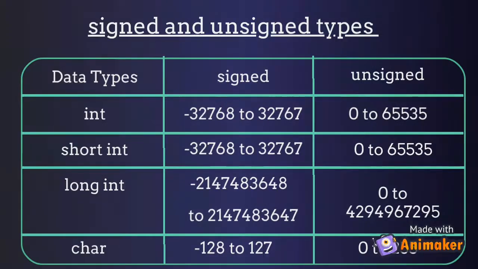Signed short int range minus 32,768 to 32,767. Unsigned short int range 0 to 65535. Signed long int range minus 2147483648 to 2147483647. Unsigned long int range 0 to 4294967295. Signed char range minus 128 to 127. Unsigned char range 0 to 255.